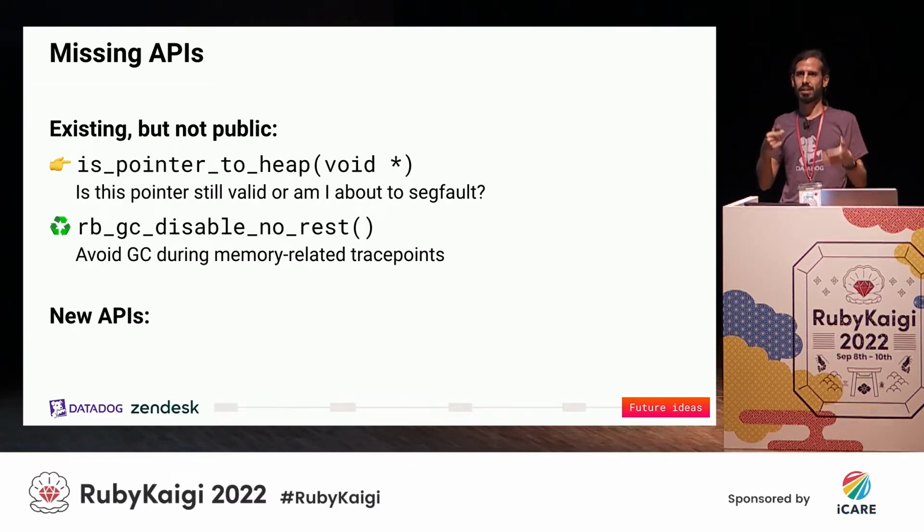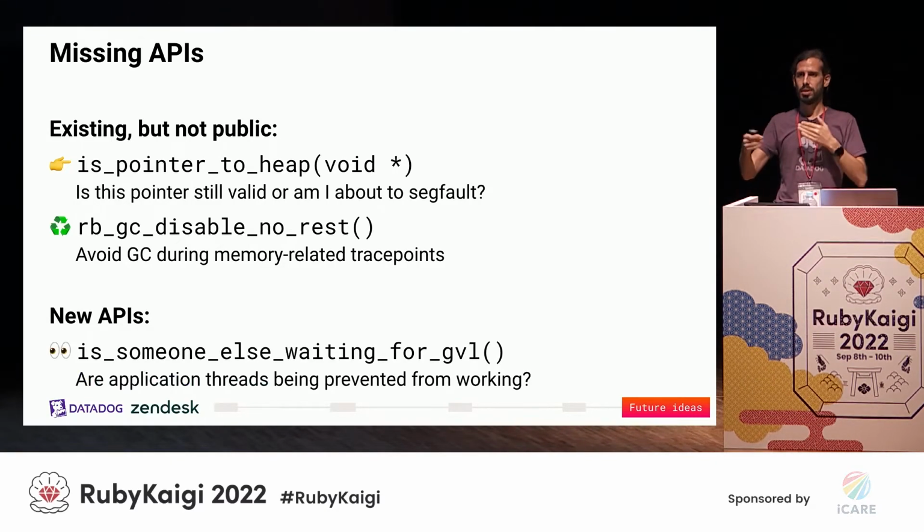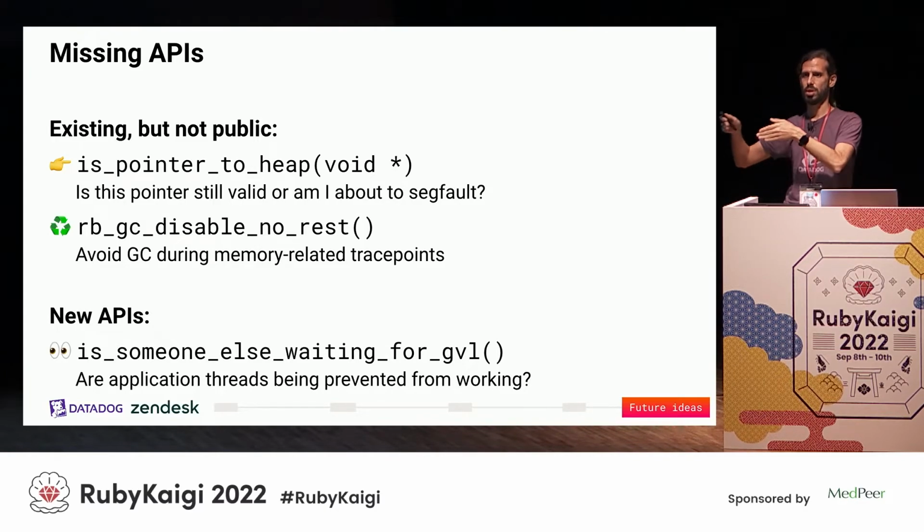And we also had to create a few things that maybe could go in the VM, such as an API to see if there is any Ruby thread that wants the GVL, so that we should stop working now and let Ruby do its work.